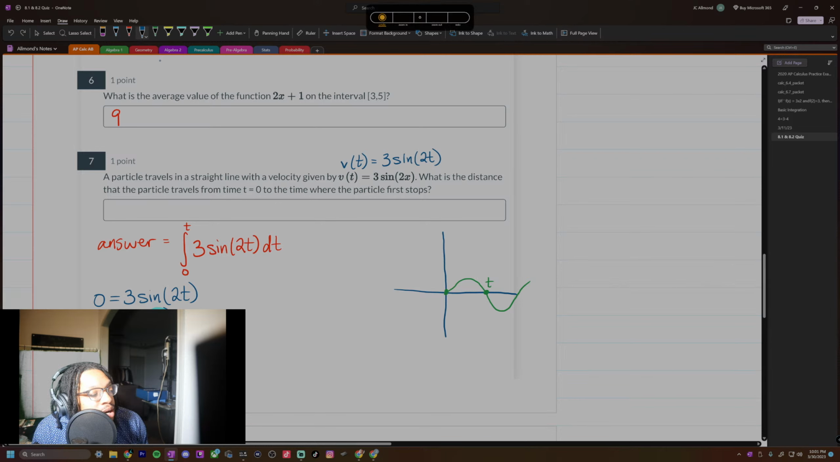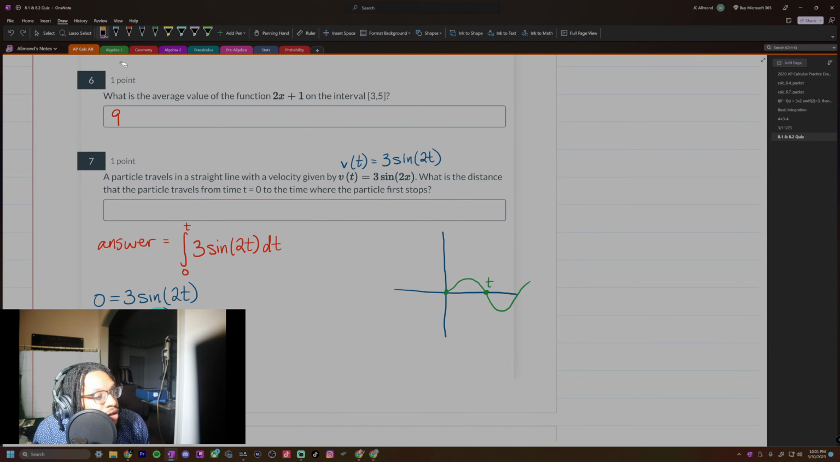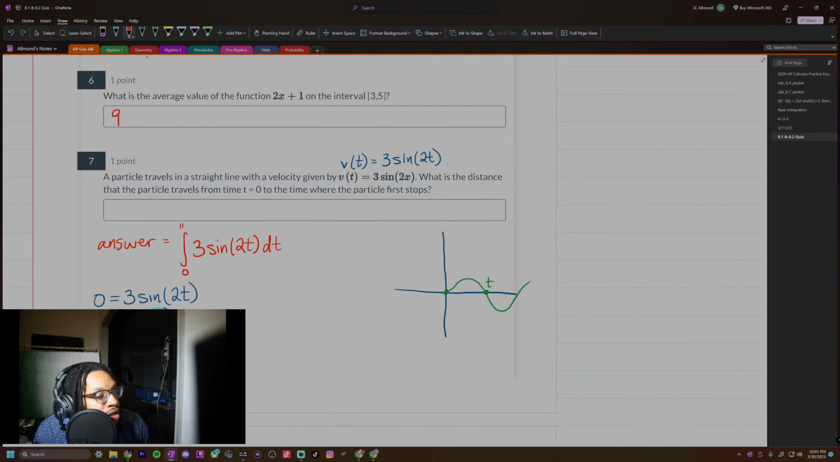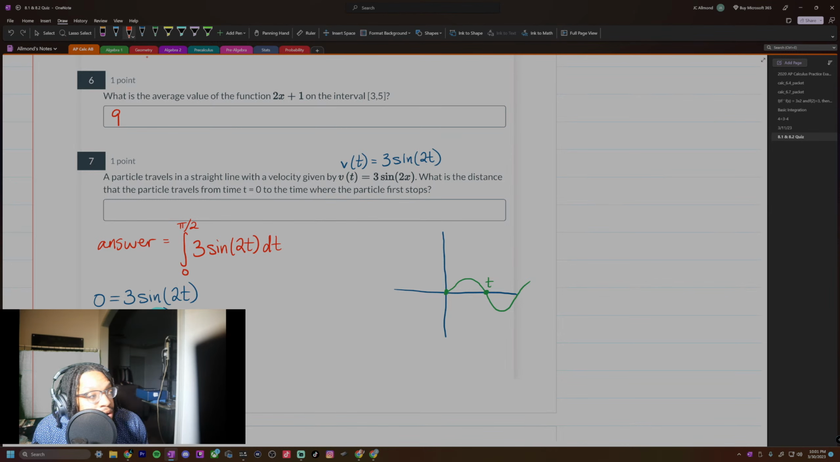That's the first time that my particle stops, is pi over 2. So I can erase my t from my upper bound and replace it with a pi over 2. And then I just treat this like unit 6. It is u sub though, so hopefully y'all caught that. I'm going to let u equal 2t. So therefore du would equal the derivative of 2t, which is just 2 dt.